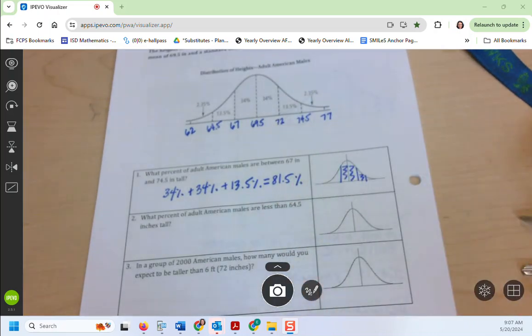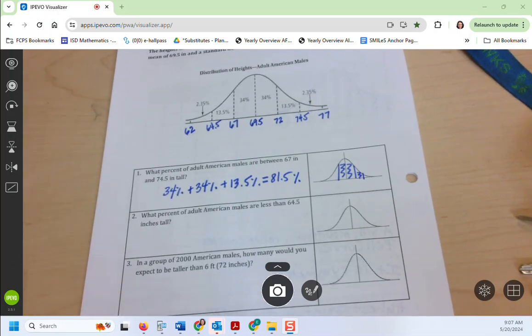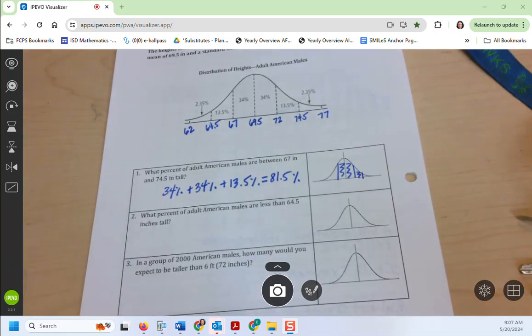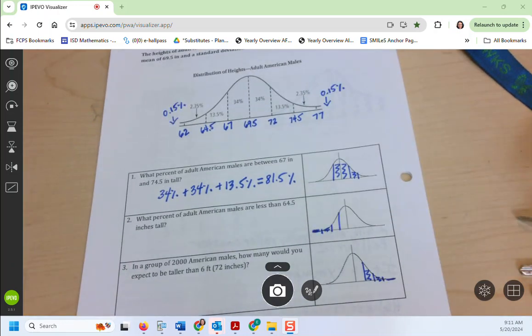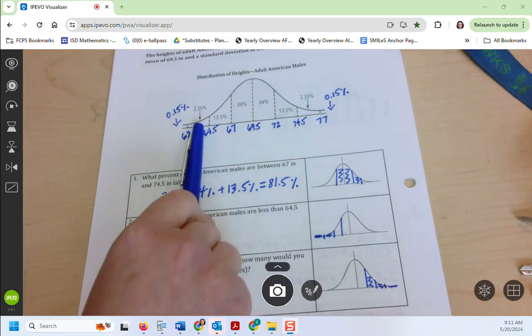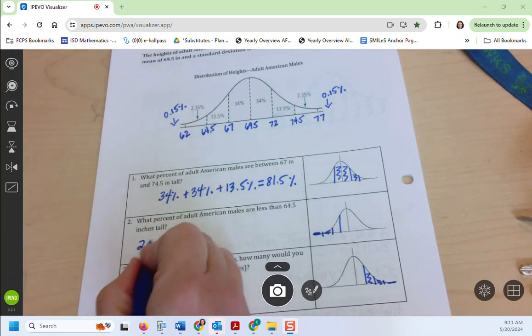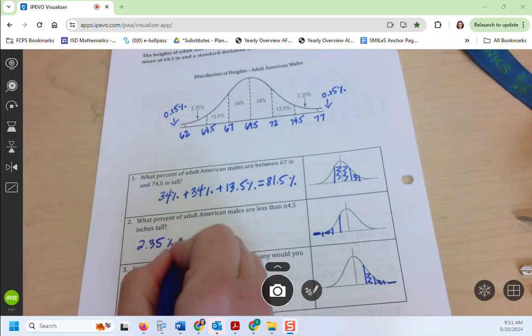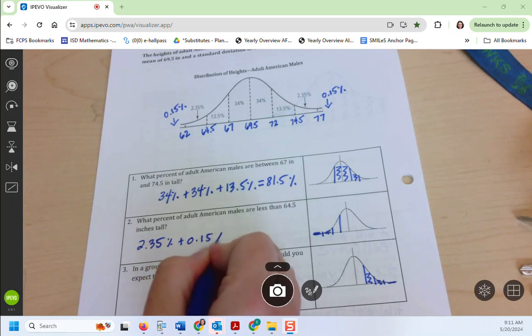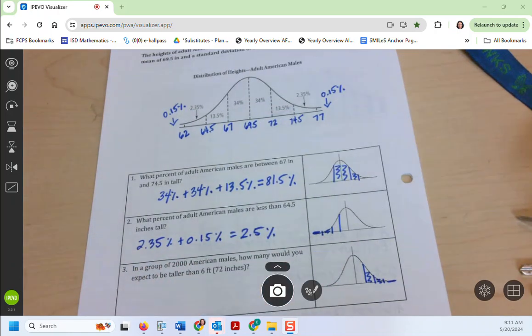Okay. I want you to take a minute to answer questions 2 and 3. I'm just going to start working on the pictures for them, but I want you guys to work on your answers there. All right, less than 64.5. You should have added 2.35% and 0.15% to get 2.5%. Any questions on that one?